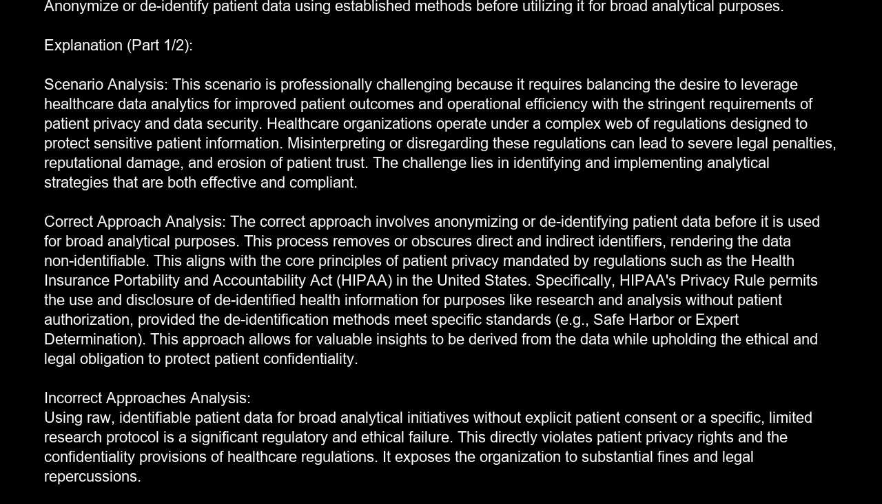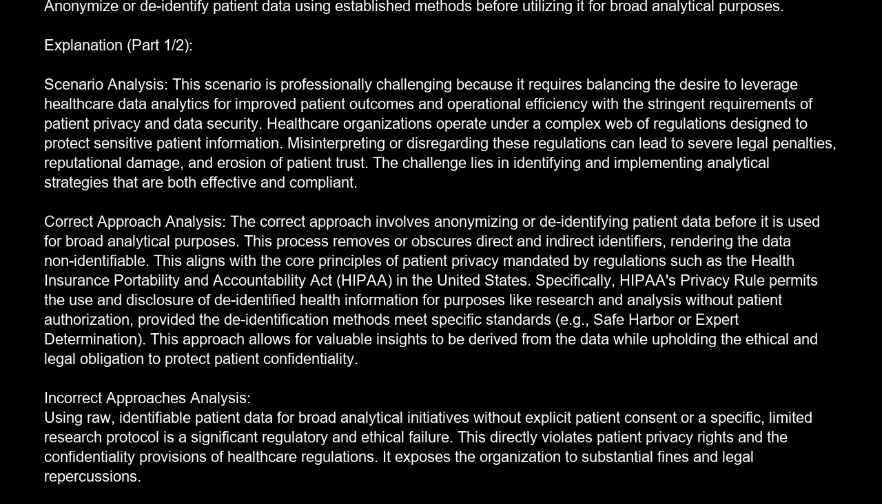Specifically, the HIPAA privacy rule permits the use and disclosure of de-identified health information for purposes like research and analysis without patient authorization, provided the de-identification methods meet specific standards, e.g., safe harbor or expert determination. This approach allows for valuable insights to be derived from the data while upholding the ethical and legal obligation to protect patient confidentiality.